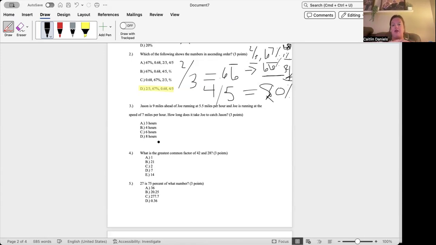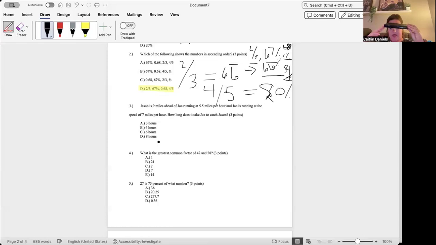Okay, number 3. Jason is 9 miles ahead of Joe, running at 5.5 miles per hour, and Joe is running at the speed of 7 miles per hour. How long does it take Joe to catch Jason? All right, Joe and Jason. Let's see. We got 3 hours, 4 hours, 6 hours, 8 hours.